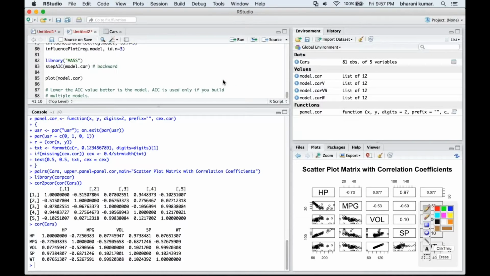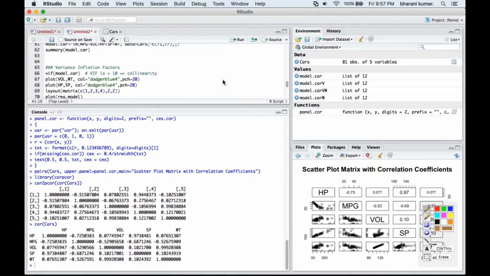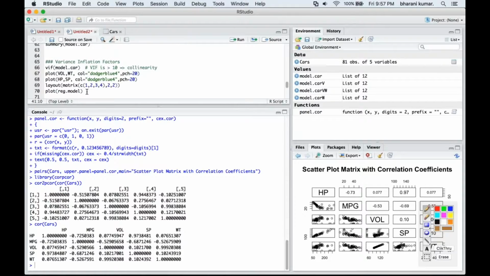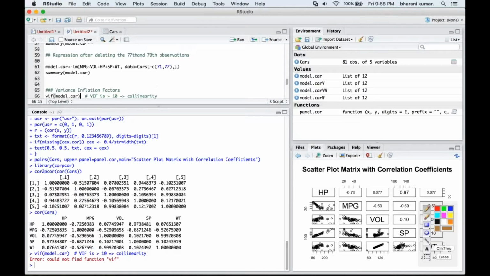I think it makes sense for me to bring in VIF here itself. There is something called as VIF, variance inflation factor. If this value is greater than 10, that means there is collinearity problem. This is a formal way to assess the collinearity. So let me run this VIF. Okay, there is some package which is missing.